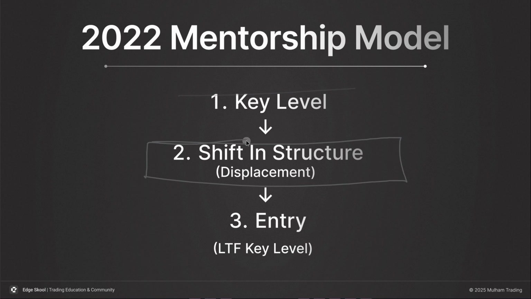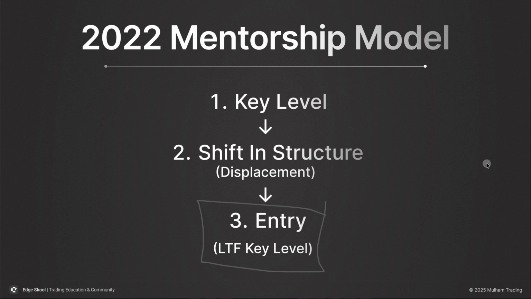The second one is a shift in the structure. That means displacement. So I want to see an alignment between different time frames, and I want to see a shift in structure. It means that I want to see this price action leg. We have a high probability price action leg. It means it breaks structure, and then an entry, and that is going to be on a lower time frame key level. So it's from a higher time frame key level to a lower time frame key level as well.